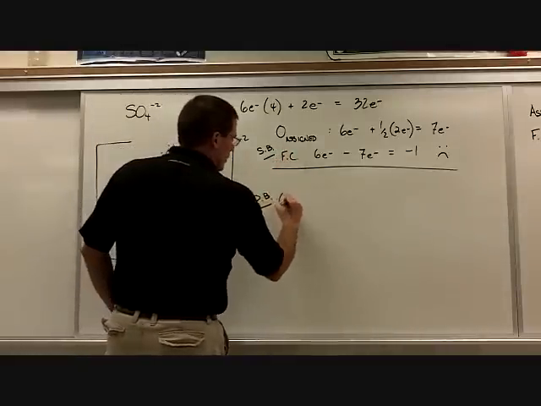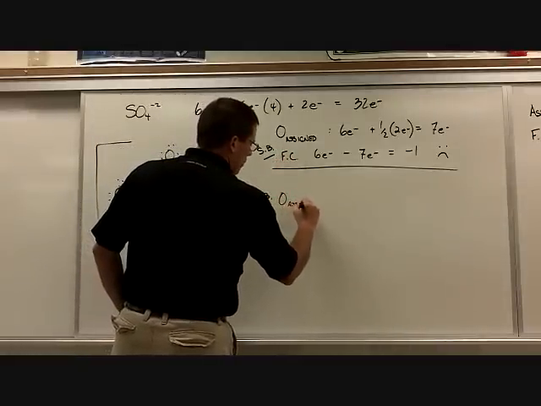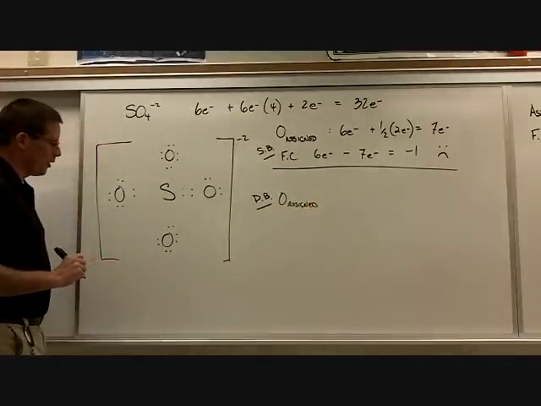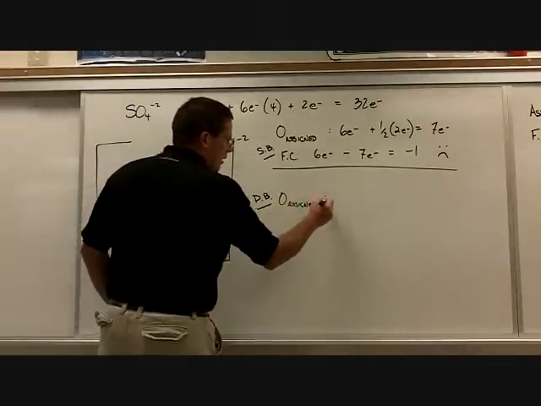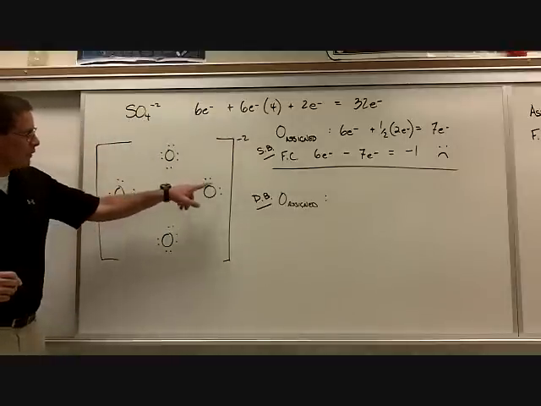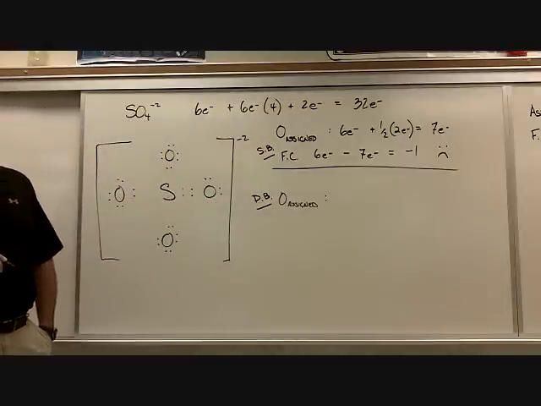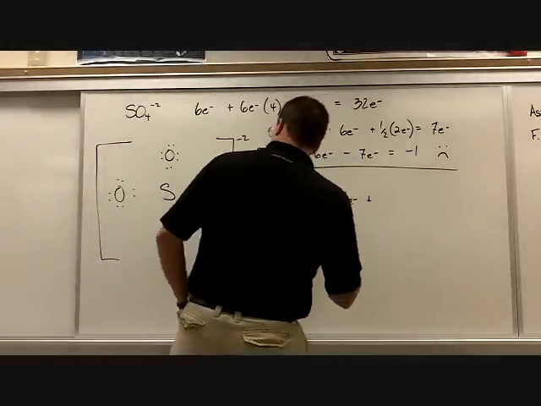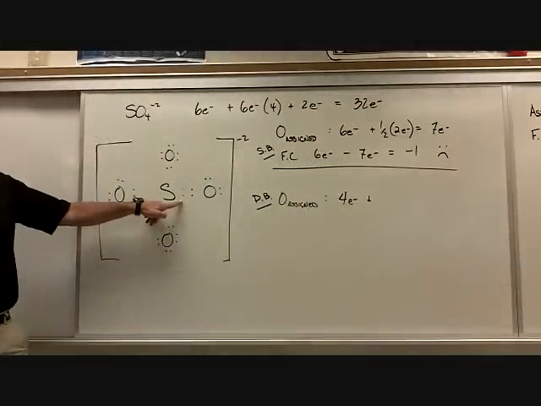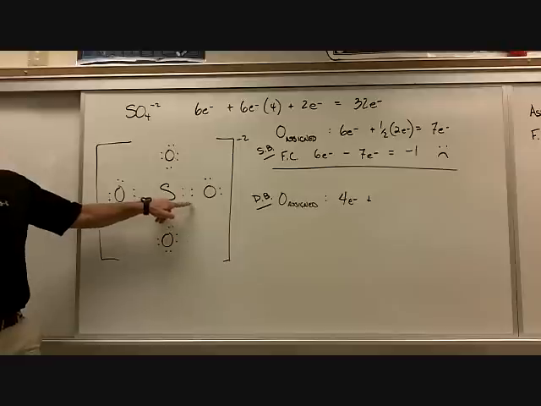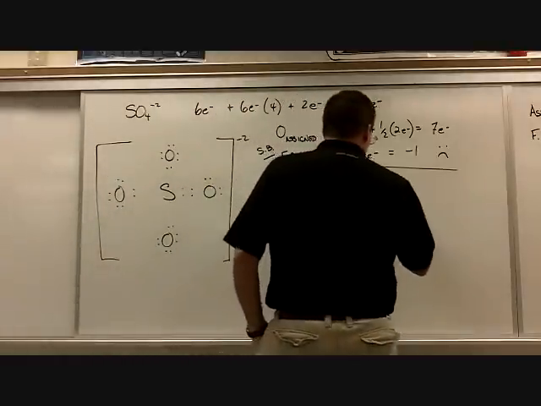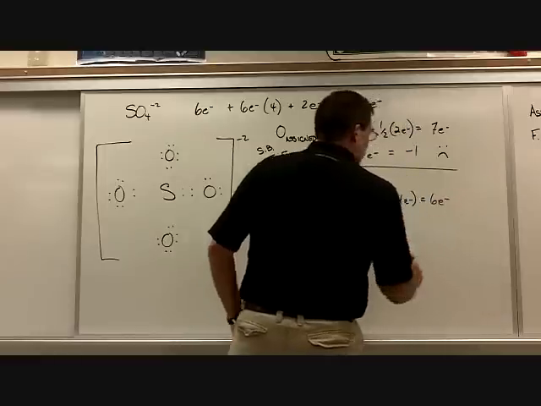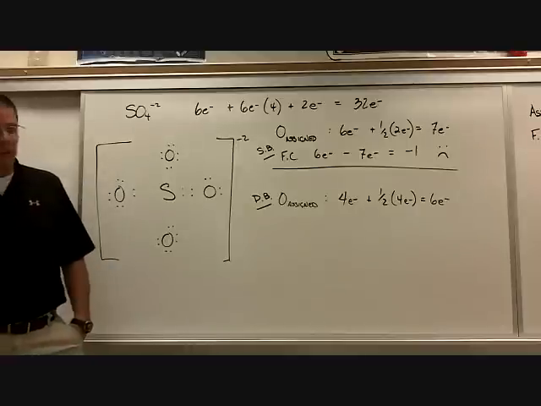How many assigned electrons? So how many lone electrons do we have on the oxygen? 4, very good. Plus 1/2 shared, how many do we have shared? 2, 4, and 4, very good. 1/2 of 4, which gives us a value of 6 assigned electrons.